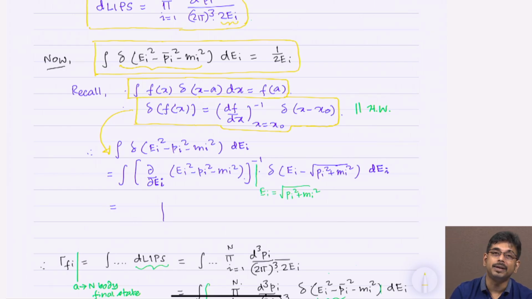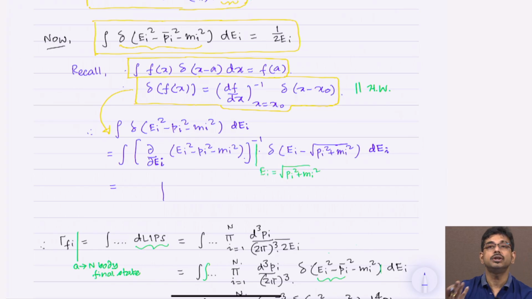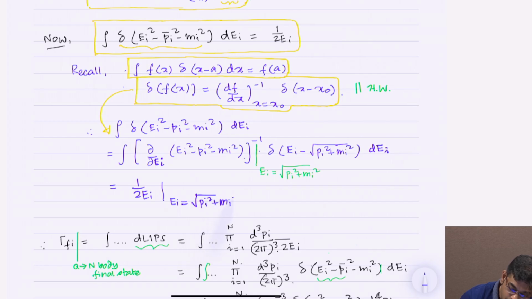And that is basically Ei equal to square root of Pi square plus Mi square. Rather, this derivative has to be evaluated at a point where Ei is equal to square root of Pi square plus Mi square. Now, if you take this derivative del del Ei of Ei square minus Pi square minus Mi square, what is it going to give you? This is going to simply give you 2 Ei. Now, the inverse of that has to be taken. So, this is actually 1 by 2 Ei, and this Ei is evaluated at square root of Pi square plus Mi square.